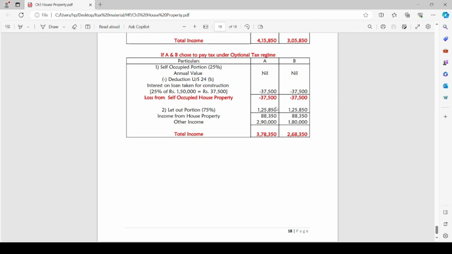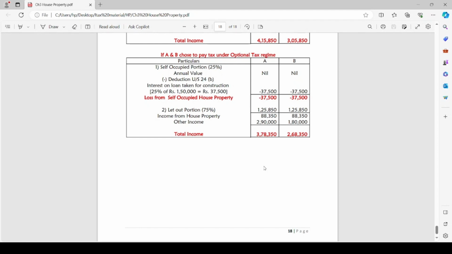So the income from house property of Mr. B is rupees 88,350. The other incomes of A and B are rupees 2,90,000 and 1,80,000 respectively. If we add the income from house property and other incomes, the total income of Mr. A and Mr. B for the assessment year 2024-25 stands at rupees 3,78,350 and rupees 2,68,350 for A and B respectively.